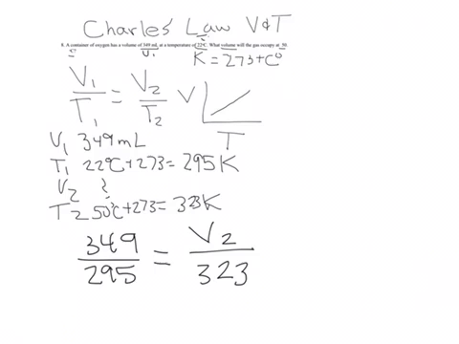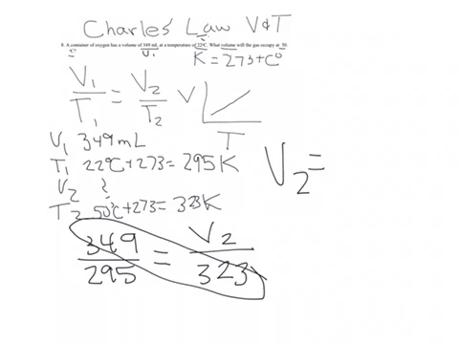So, I'm going to multiply these two numbers and then divide by the third. So, volume 2 ends up being 382 milliliters. Now, that makes sense because we talked about earlier how if you increase temperature, volume also increases.